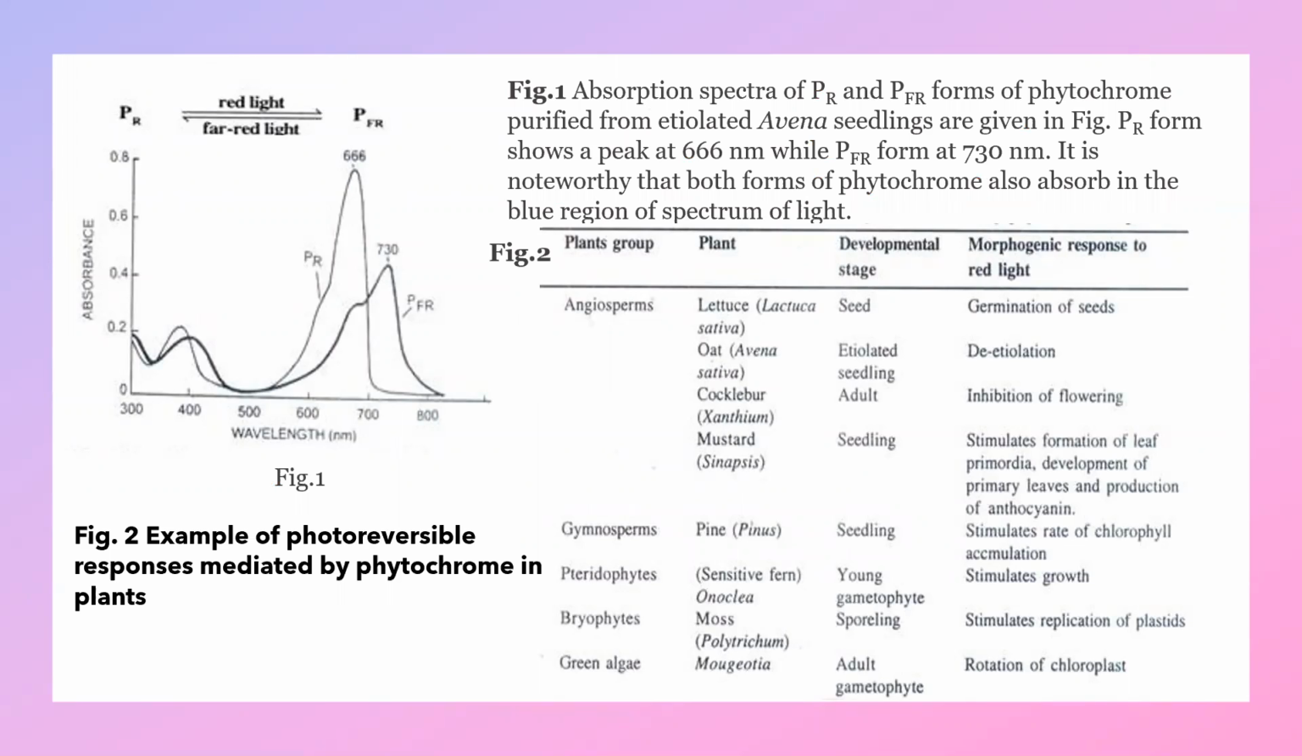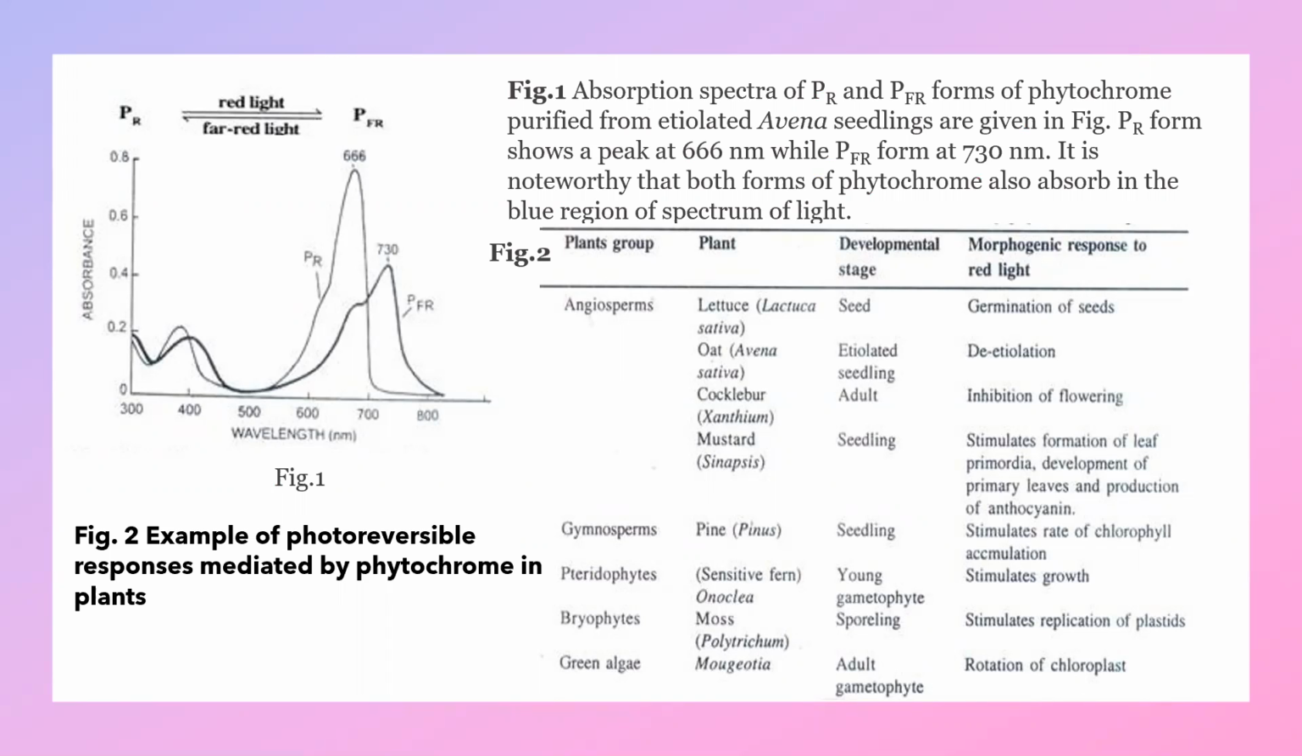The current slide shows absorption spectra of PR and PFR forms of phytochrome from etiolated Avena seedlings. PR shows an absorption peak at 660 nanometer and PFR shows an absorption peak at 730 nanometer. PR absorbs red light and is converted to PFR, and PFR is converted to PR by absorption of far red light.